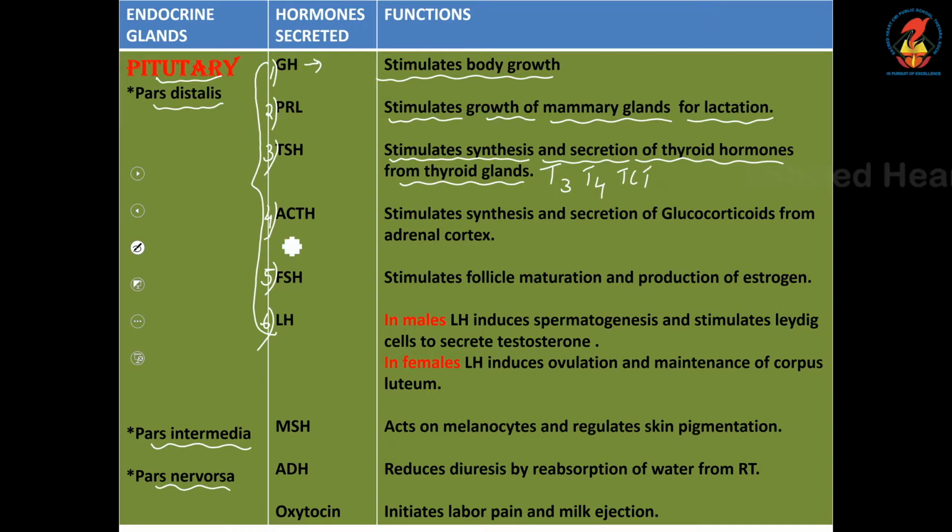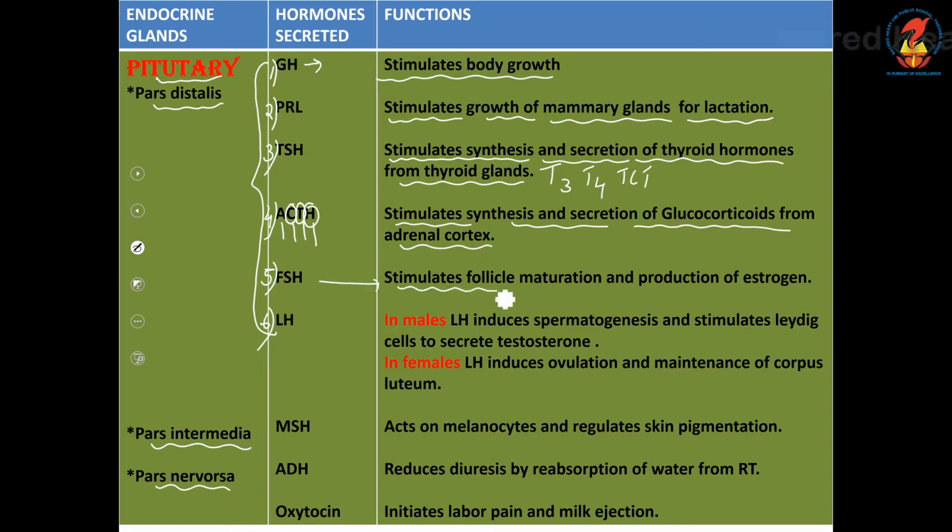ACTH stands for adrenocorticotrophic hormone. A stands for adreno, C stands for cortico, T for trophic, and H stands for hormone. It stimulates the synthesis and secretion of the glucocorticoids from the adrenal cortex. We know the adrenal cortex secretes three sets of hormones: glucocorticoids, mineralocorticoids and gonadocorticoids. The glucocorticoids are under the influence of ACTH, secreted from the pars distalis.